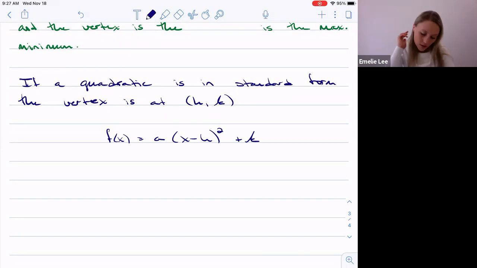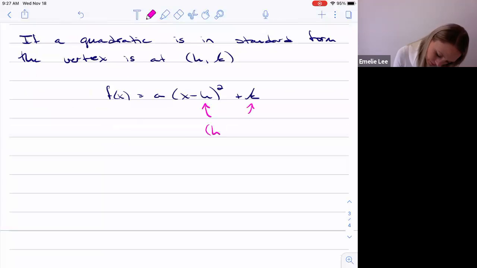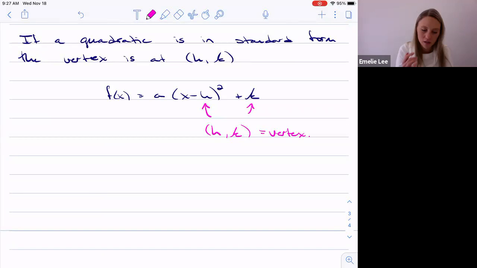Notice that this here is a negative, so it's minus h. So if you have x plus 2 in here, then h must be negative 2. That's the only kind of tricky part. And then k behaves the same way that you think it does.